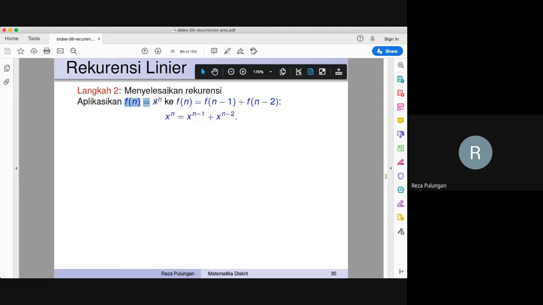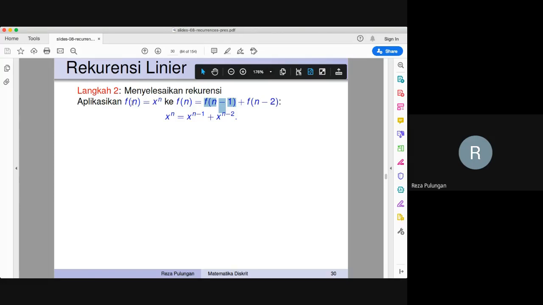What is x? I don't know what x is right now. But if fn is equal to x to the power of n, then fn will be replaceable by x to the power of n. But if fn is equal to x to the power of n, what will be fn minus 1? Well, fn minus 1 will be equal to x to the power of n minus 1.